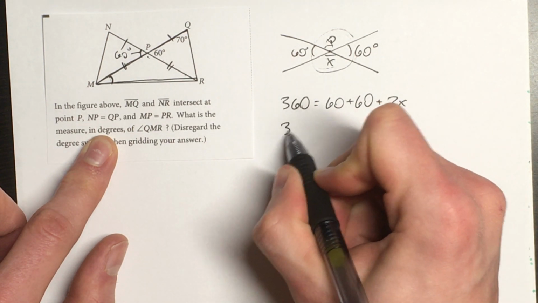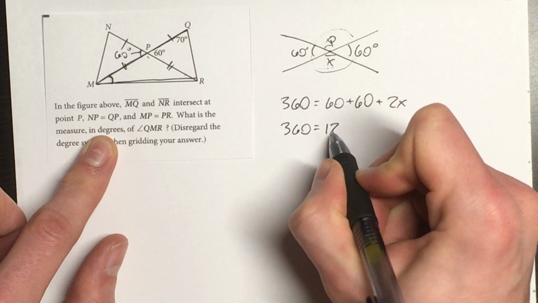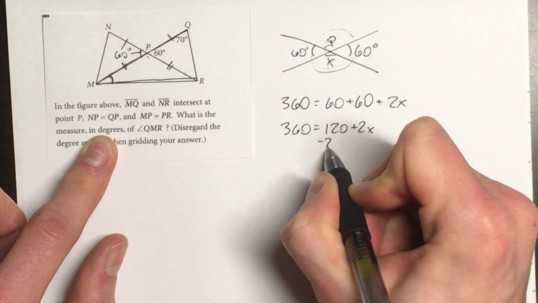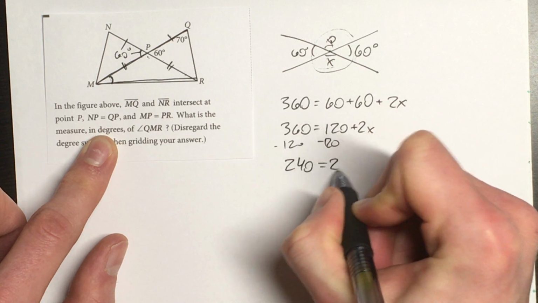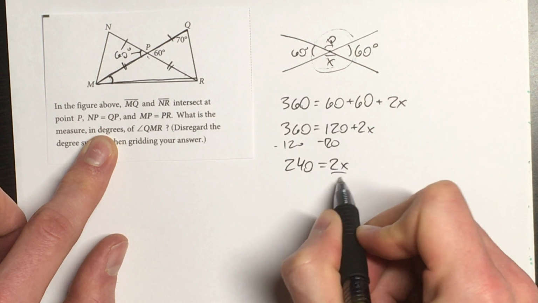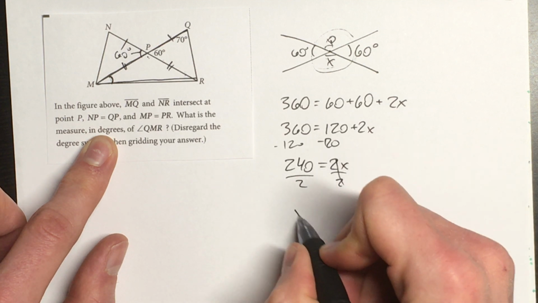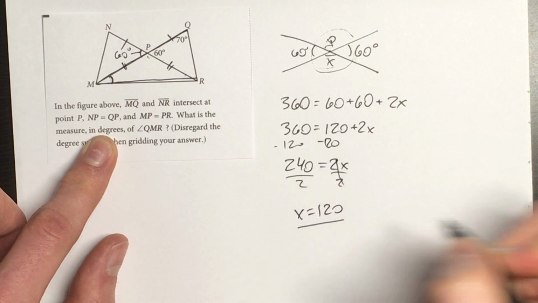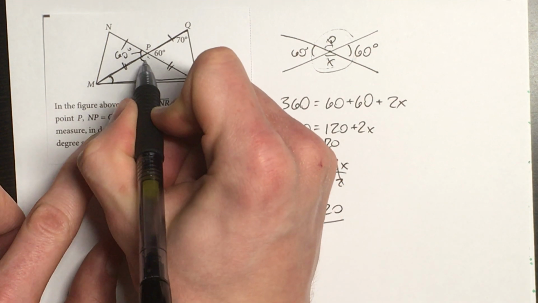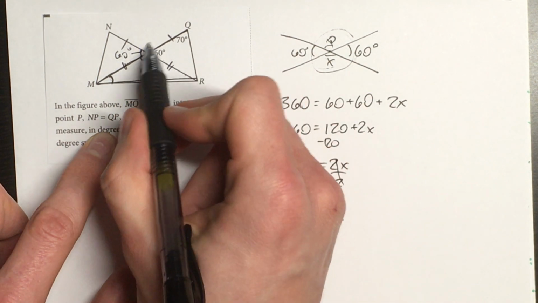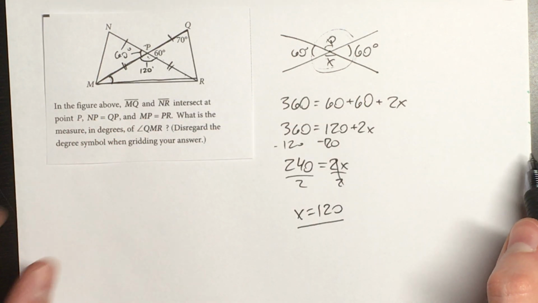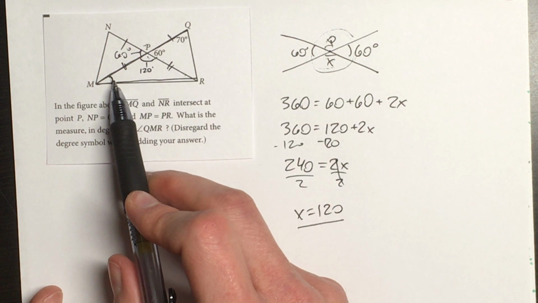From here, I can do 360 is equal to 120 plus 2x, minus 120 minus 120. So this is 240 is equal to 2x. And we can just divide both sides by 2 to solve for x. So x is equal to 120. Okay, so this angle is equal to 120. And how can we use that, and that other one, but this one's the important one. How can we use this information to figure out this angle?